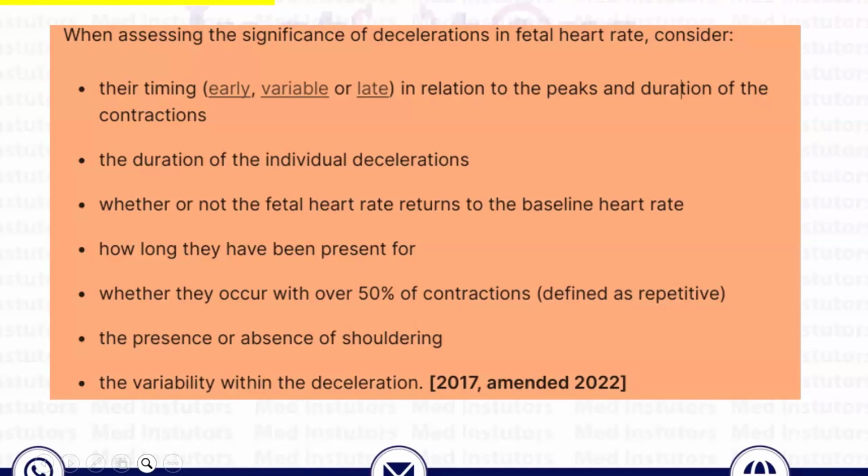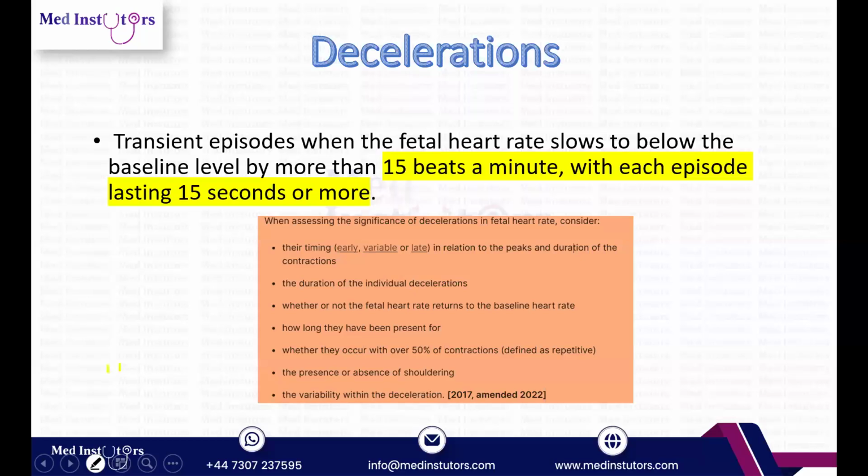Okay. The presence or absence of shouldering. Whenever there's a deceleration, before that there's a slight flick upwards and then it goes down. That happens because of compression. For example, in umbilical cord compression, when the umbilical vein gets compressed, there's a slight upward tachycardia and then it goes down. That's the deceleration. That's basically called shouldering. I'll draw it out for you. If this is a deceleration, it'll go up like this and then come down. That is shouldering. Okay.